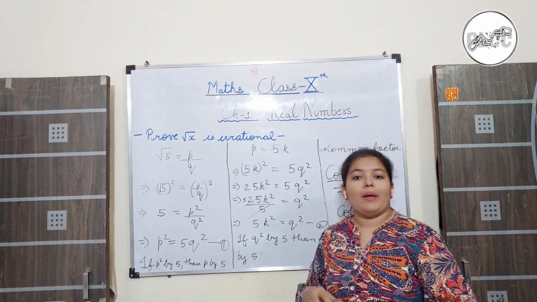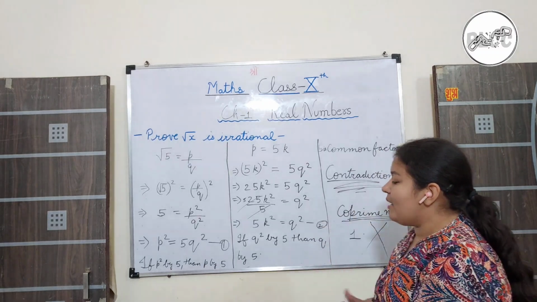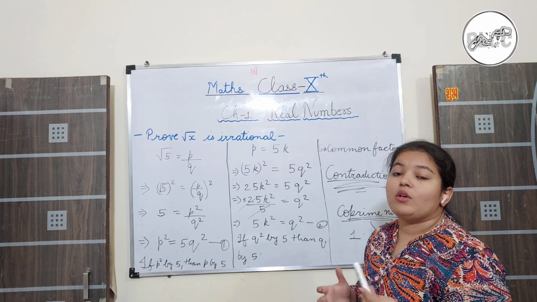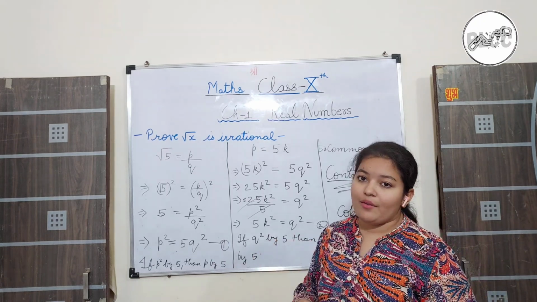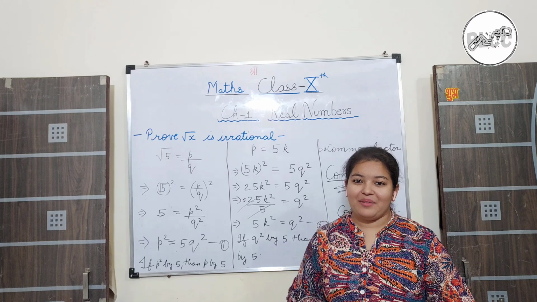Why? Because co-prime numbers are numbers which have only 1 as their common factor. But here 5 is in P and also in Q. 5 is common between P and Q, which contradicts our fact. And so we conclude that root 5 is an irrational number. I hope I'm clear with this.